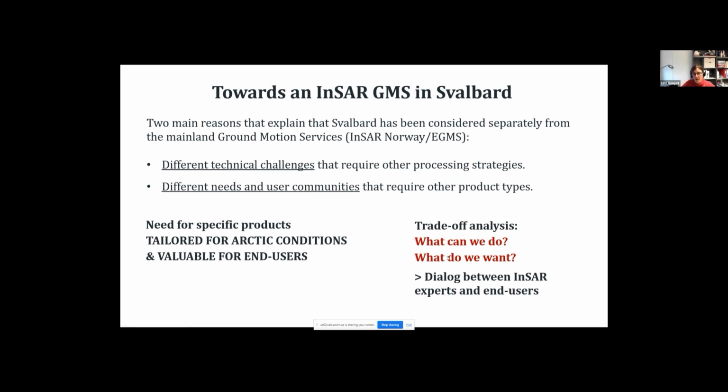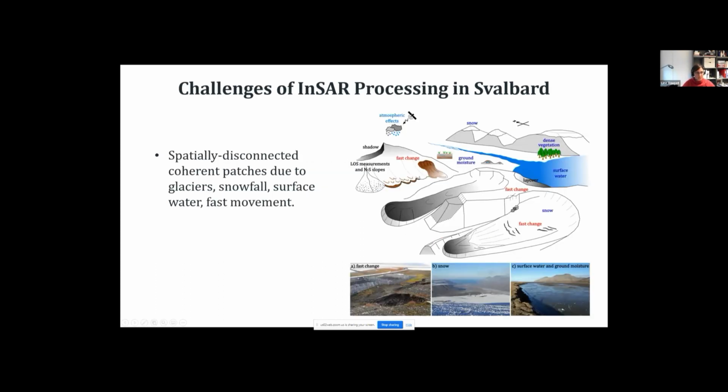So what we're starting now is a dialogue between InSAR experts and end users. That is also the goal of this seminar. And now I will explain a bit the first part. Of course, the second part is something we need to discuss with you. But the first part is related to technical challenges and explains why Svalbard is different.